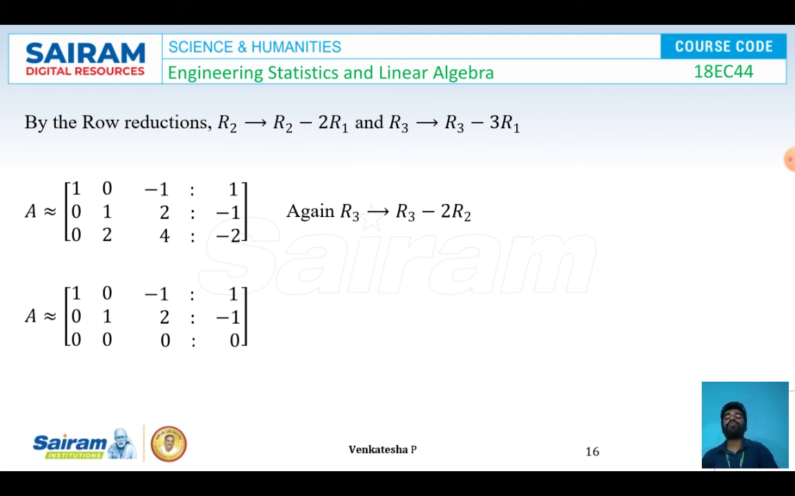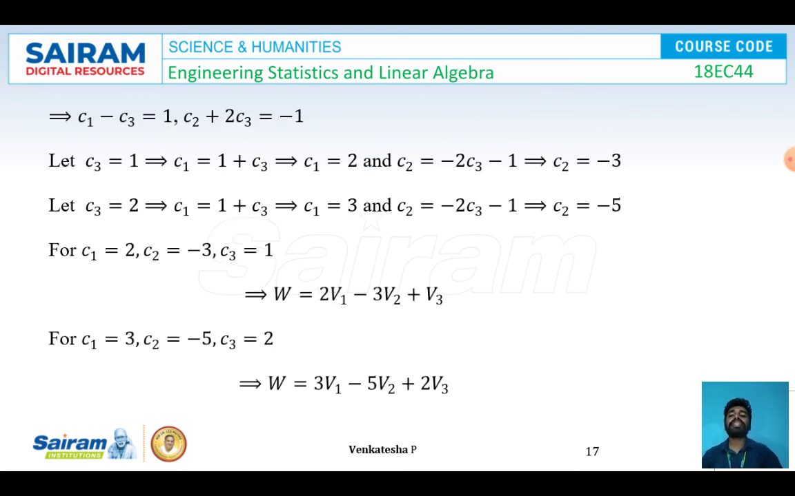So from the last row, we cannot find the scalar c3. So further, I'm assuming that c3 is equal to some arbitrary constant k. And from the first two rows, I got c1 - c3 = 1 and c2 + 2c3 = -1. Now in the first case, I'm taking k = 1, that is c3 = 1. By taking c3 = 1, c1 = 1 + c3, so I got c1 = 2. Similarly, the value of c2 is given by -2c3 - 1, so c2 = -3.